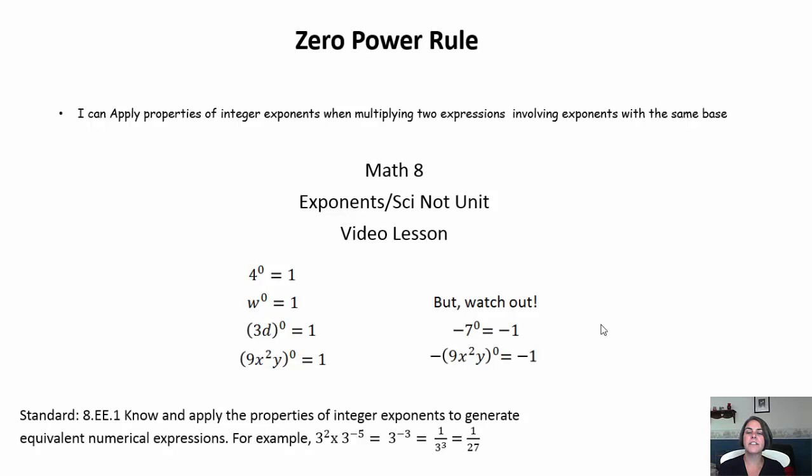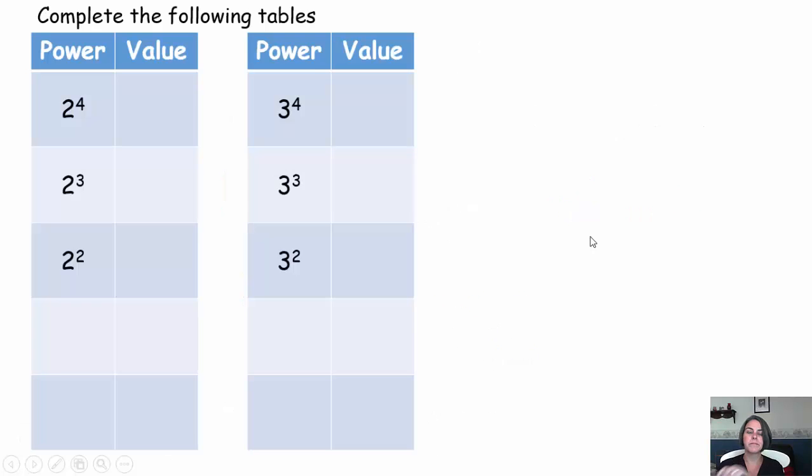Tonight's lesson is on the zero power rule. We're going to try to explain why when you take a number and raise it to the zero power, you always end up with 1. So the first thing we're going to do is complete a few tables.